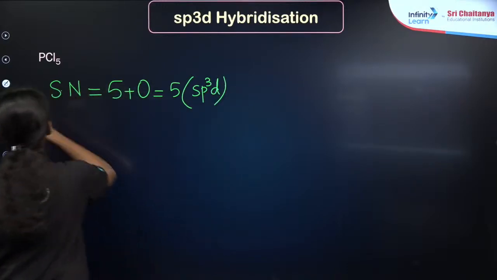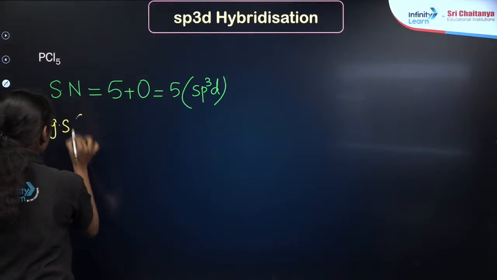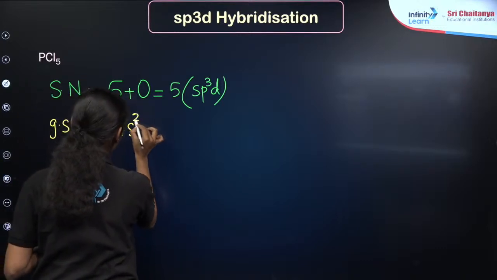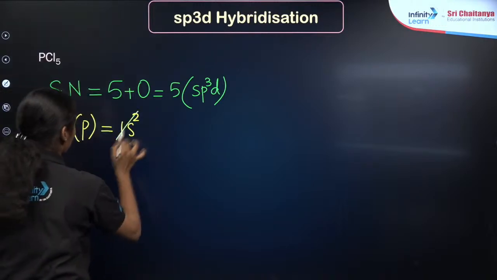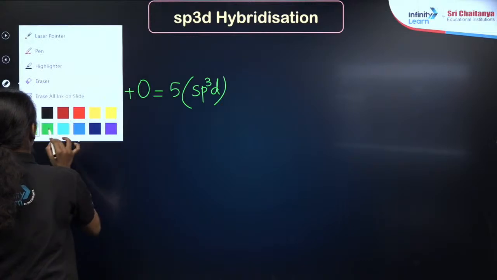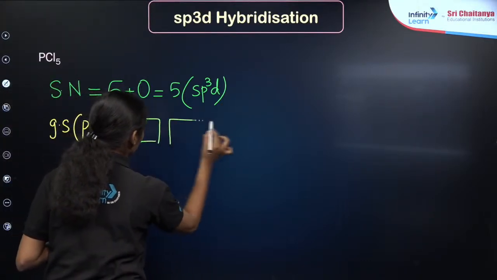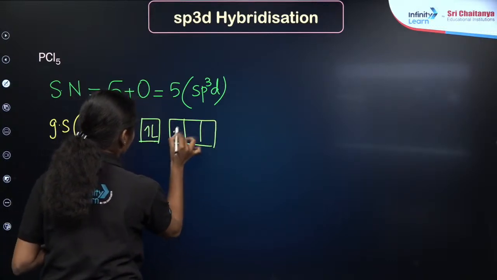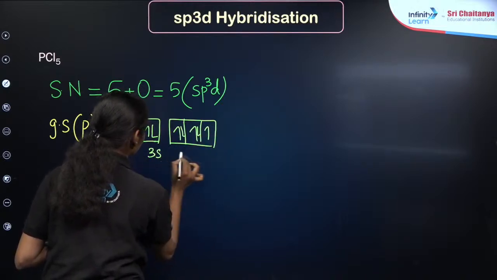sp3d hybridization. Now, the ground state electronic configuration of phosphorus, right? Or otherwise you can write the electronic configuration of the valence shell only. It is 3s2 3p5, right?